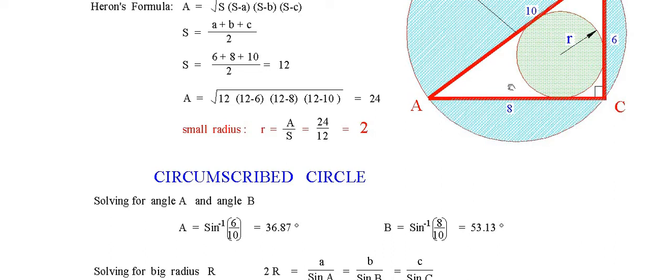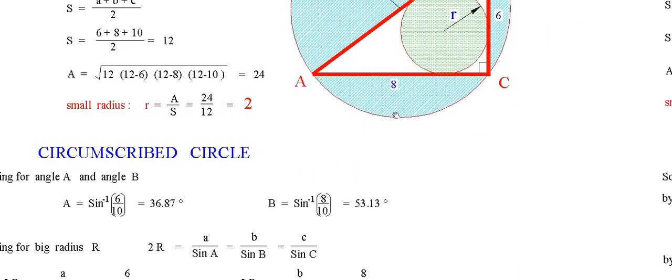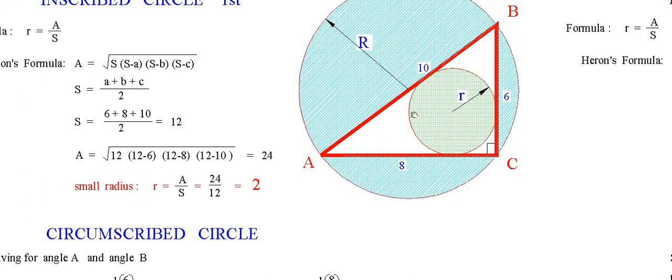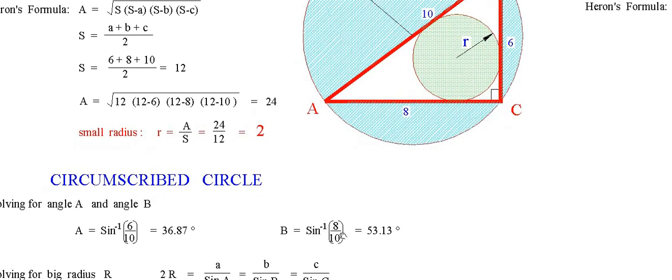Angle C is 90. Angle A is arcsine of 6 over 10. Sine of angle A is 6 over 10. Then by calculator, angle A is 36.87 degrees, while angle B is arcsine of 8 over 10. Angle B is 53.13.